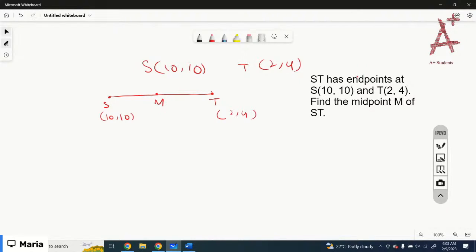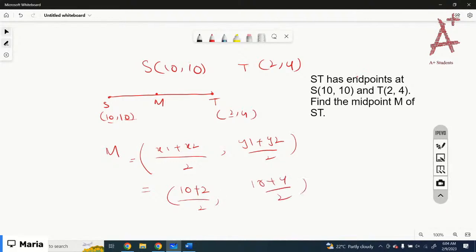For the midpoint formula, you just have to add: x1 plus x2 divided by 2 and y1 plus y2 divided by 2. Basically you have to add the x components and divide by 2, and the y components and divide by 2. So for x1 and x2, this is x1 10 and this is x2 2, so 10 plus 2 over 2, and for y, 10 plus 4 over 2. So 10 plus 2 over 2 is 12 over 2, and 14 over 2. So the coordinates of the midpoint are 6 and 7.